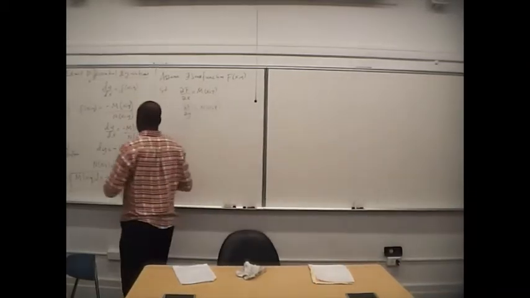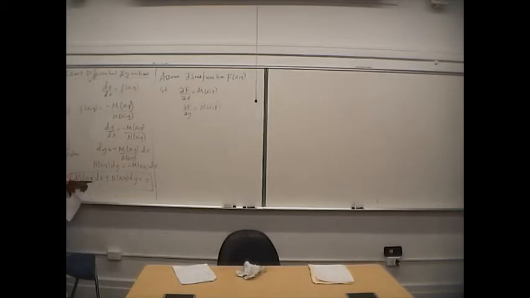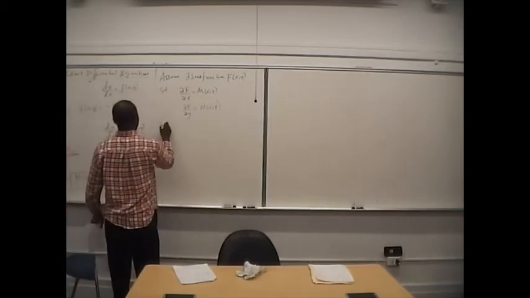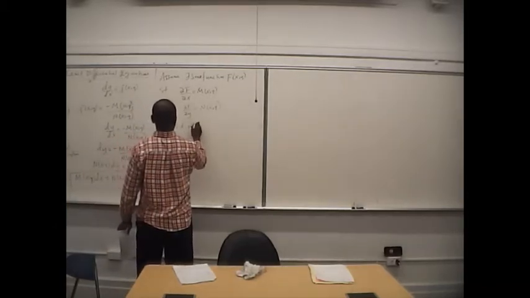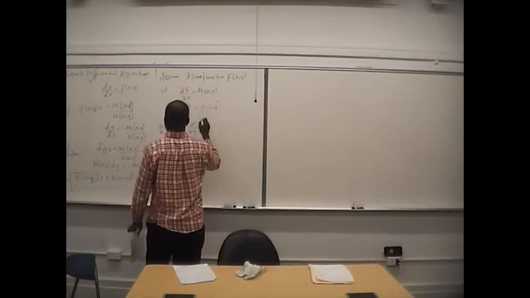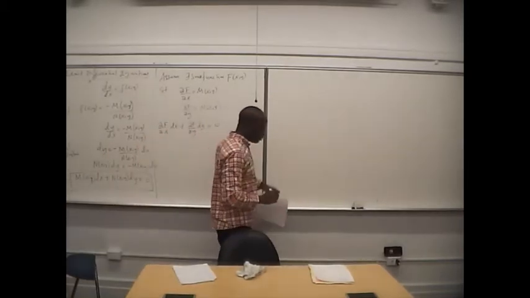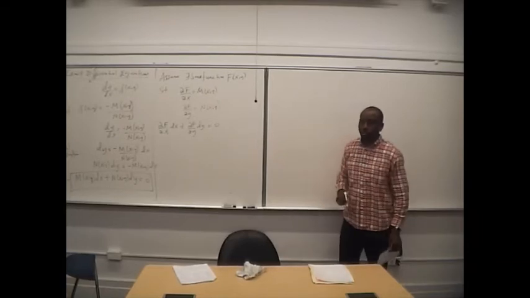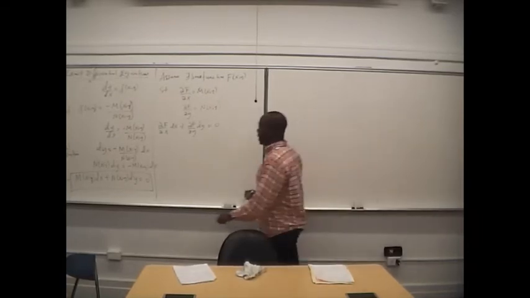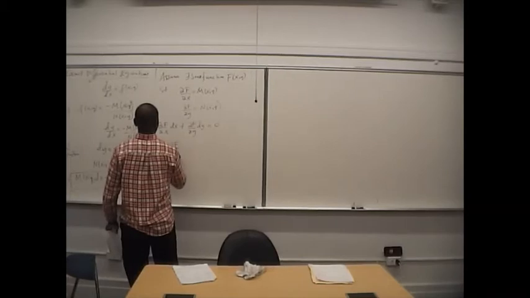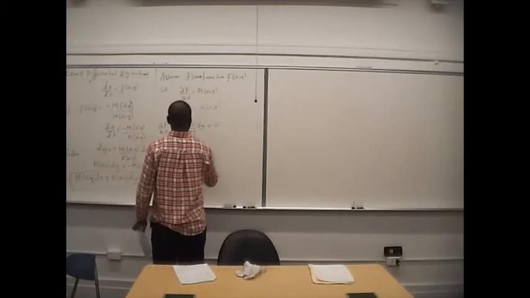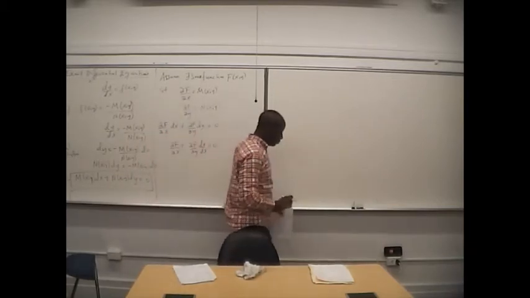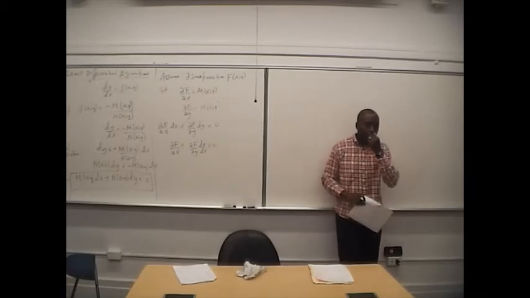If that is true, then I can rewrite this in terms of the partials of f. And I have the partial of f with respect to x, dx, plus the partial of f with respect to y, dy, equals 0. Yes? Alternatively, I can write this as the partial of f with respect to x plus the partial of f with respect to y times dy/dx equals 0. Right?